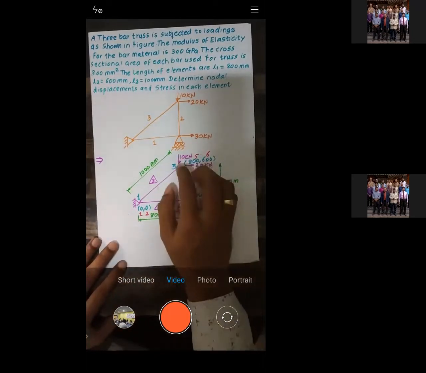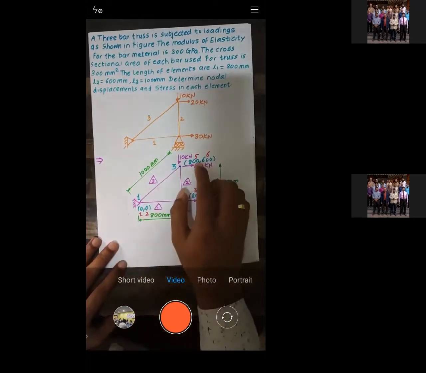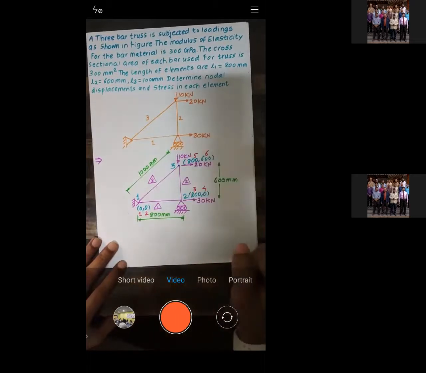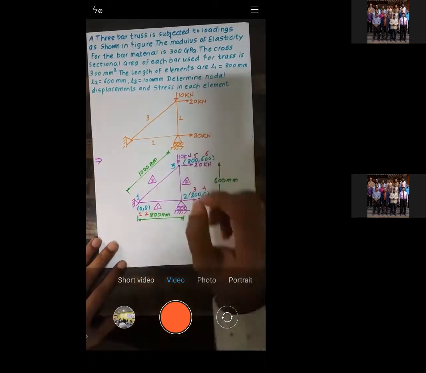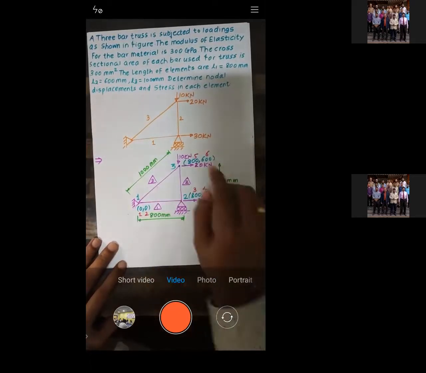Now, what is the location of node 3 with respect to node 1? It is 800 and 600. So the horizontal distance is 800 and the vertical distance is 600. Accordingly, we have assigned.